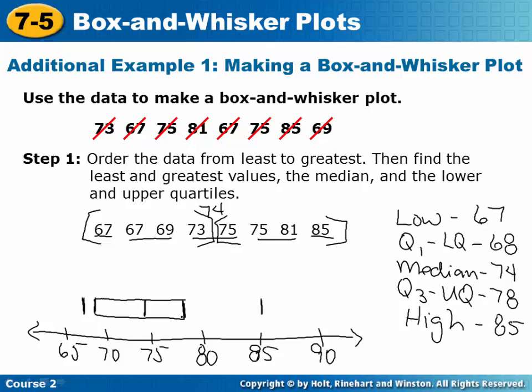And now the last thing that we've got to do is make some whiskers. So from each end of the box, we're going to connect it to the low and the high. And there's our box and whisker plot. Simple as that. That's all there is to creating a box and whisker plot.